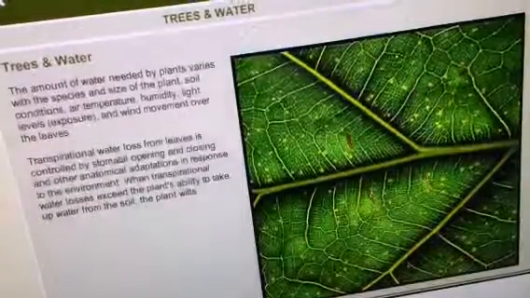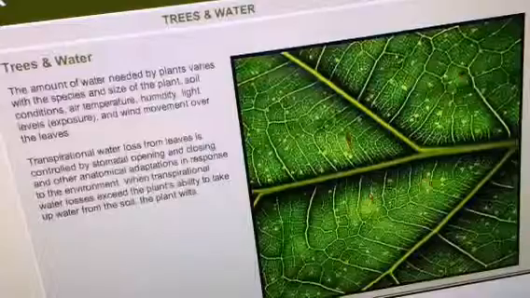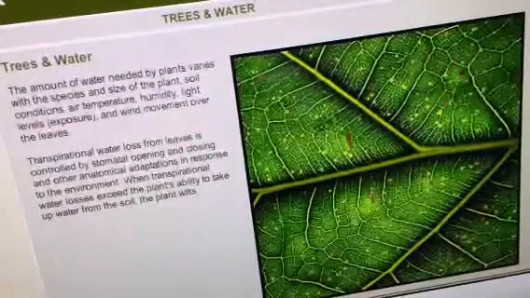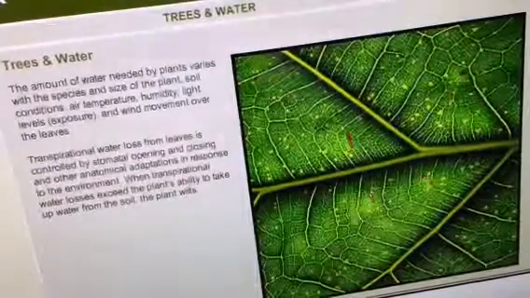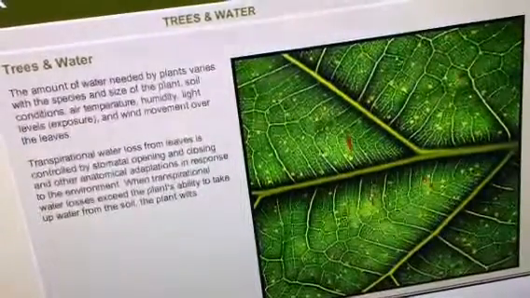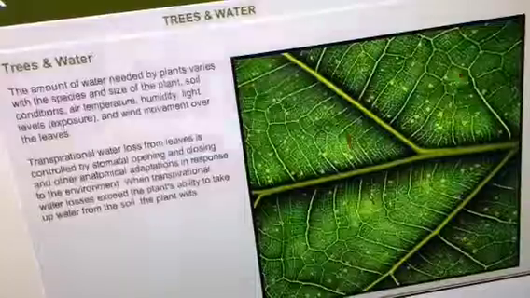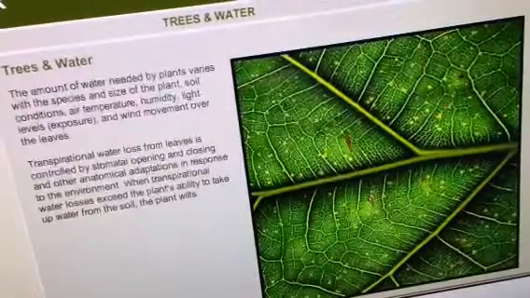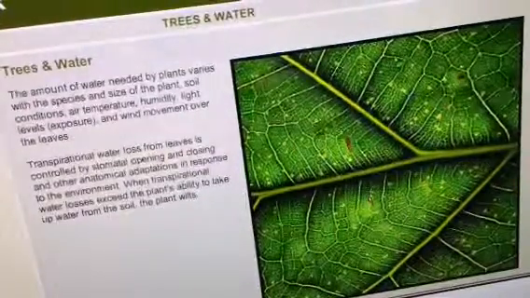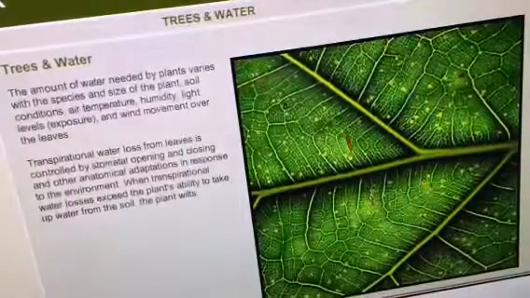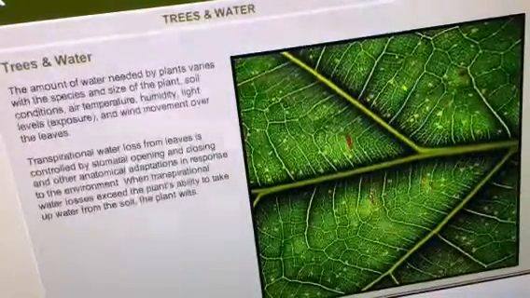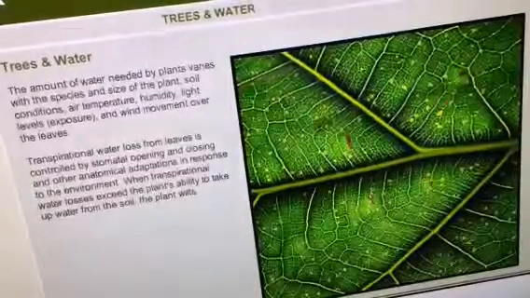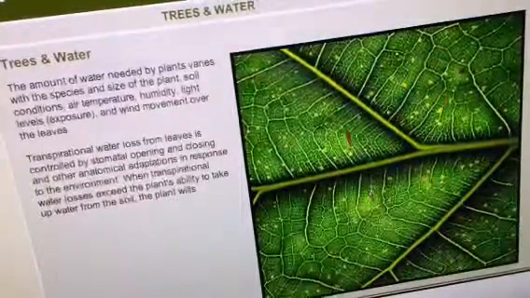The amount of water needed by plants varies with the species and size of the plant, soil conditions, air temperature, humidity, light levels, exposure, and wind movement over the leaves. Transpirational water loss from leaves is controlled by stomatal opening and closing and other anatomical adaptations in response to the environment. When transpirational water losses exceed the plant's ability to take up water from the soil, the plant wilts.